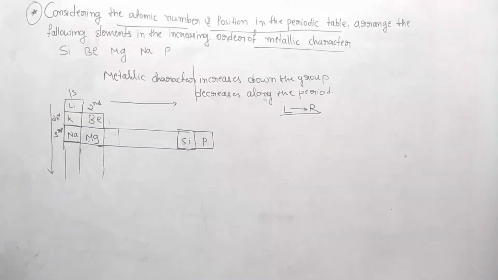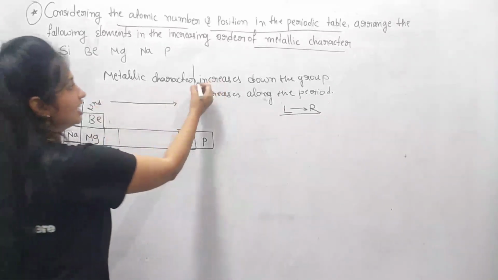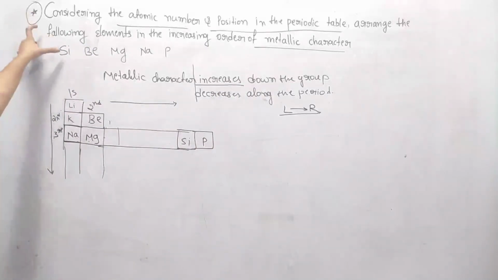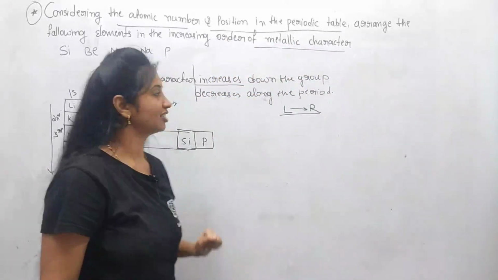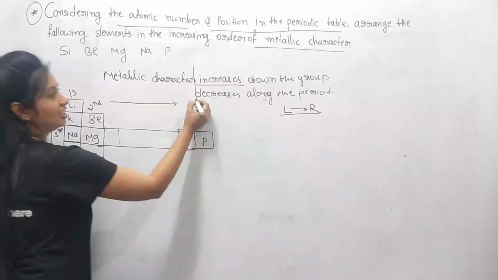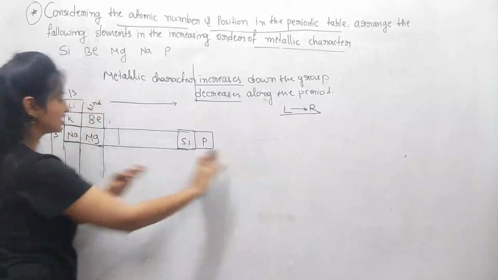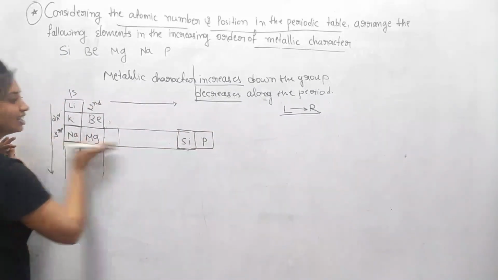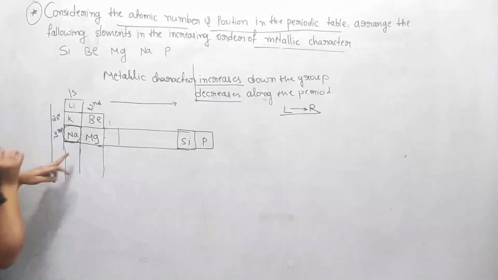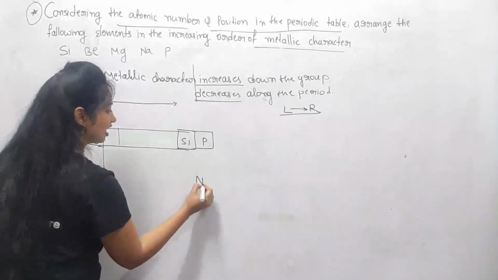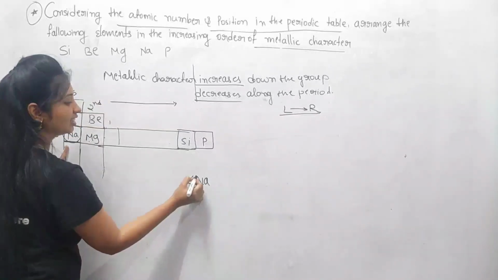Already you know that down the group the metallic character increases. They also say to write the increasing order of metallic character. Just see here, it decreases along the period, meaning left to right. So these have less metallic character as we move from left to right. So we have the highest metallic character in sodium. So here I have to write sodium. Sodium has a high metallic character.